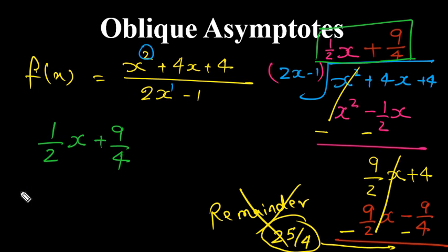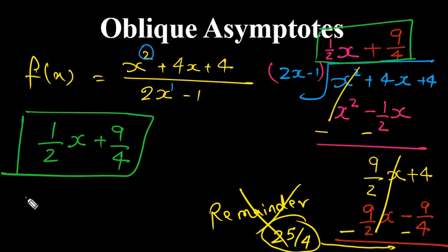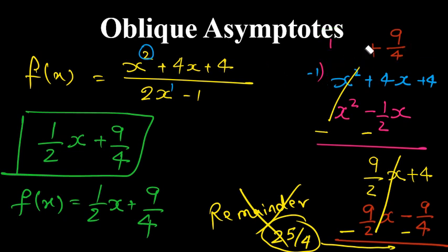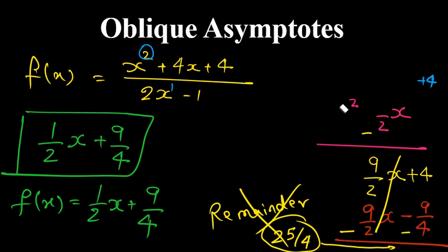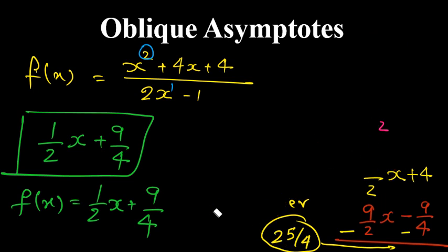So your oblique asymptote is the line. That is your oblique asymptote. Your oblique asymptote is a line, a straight line, and I'm sure you know how to draw a straight line. To draw the straight line, I need space again here, so let me just remove this.